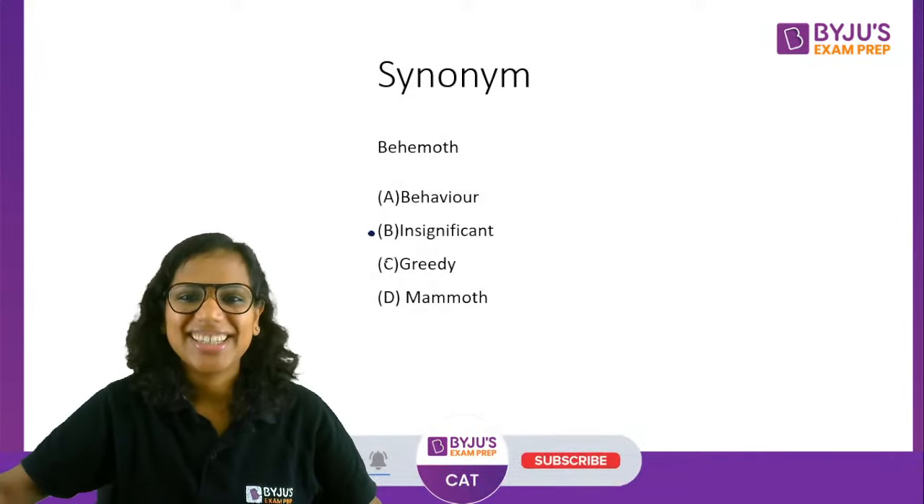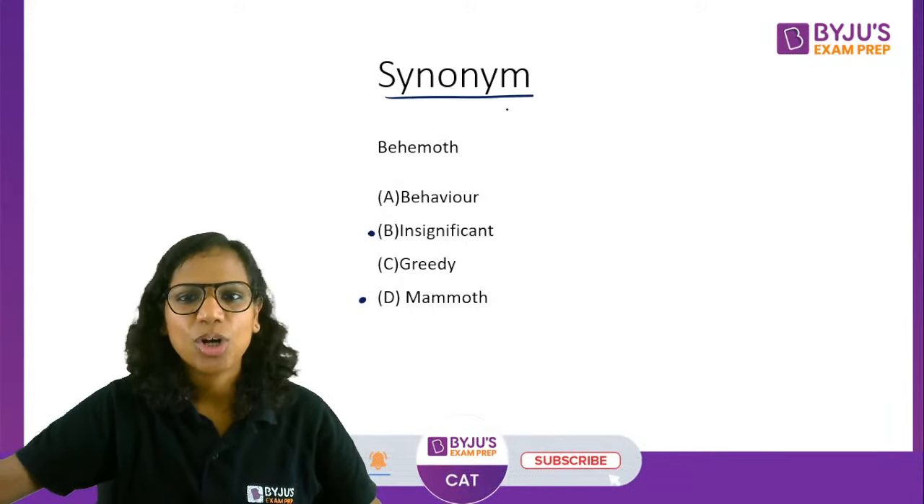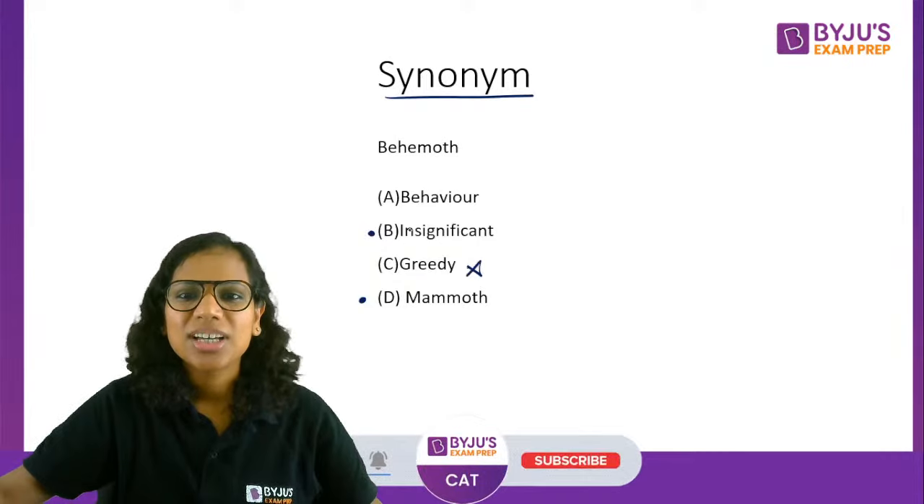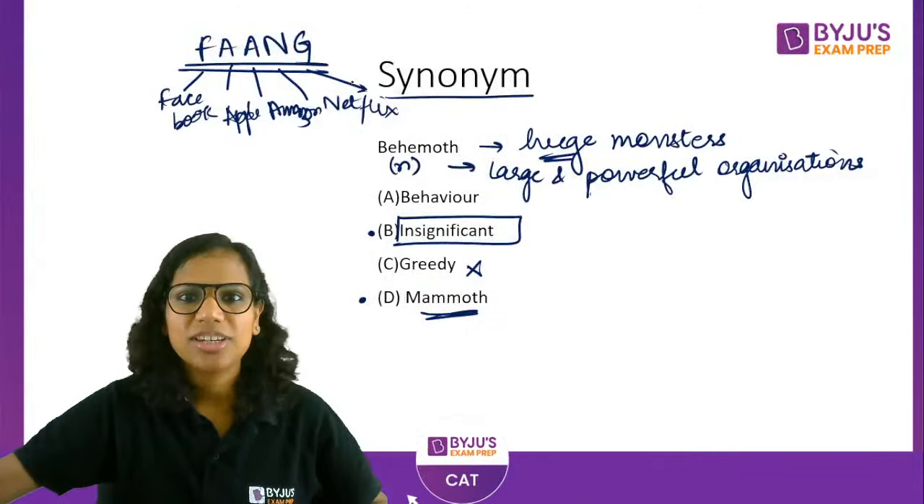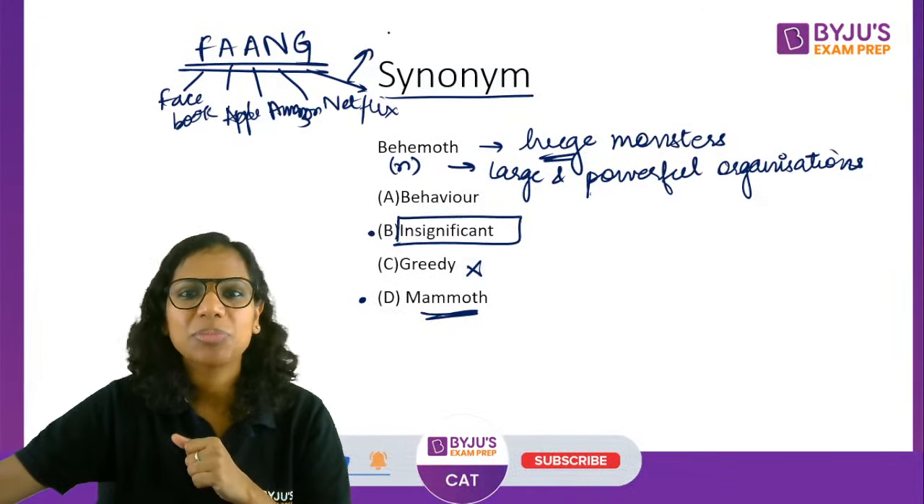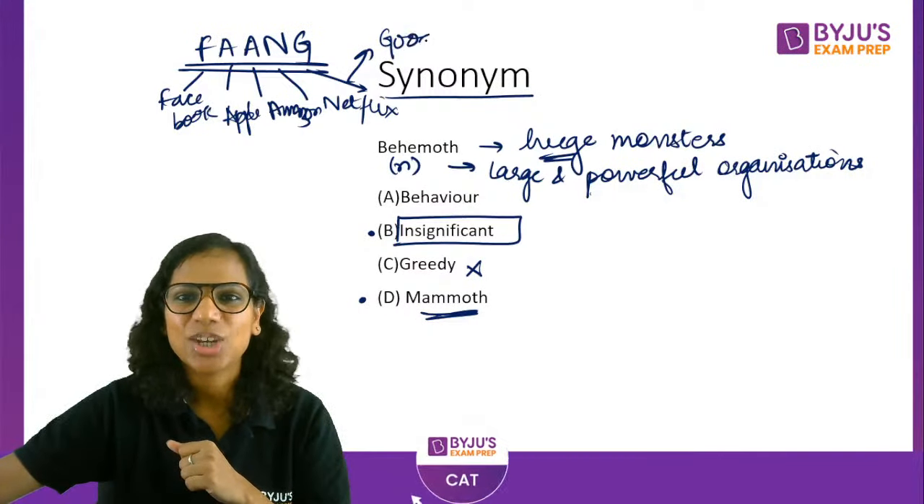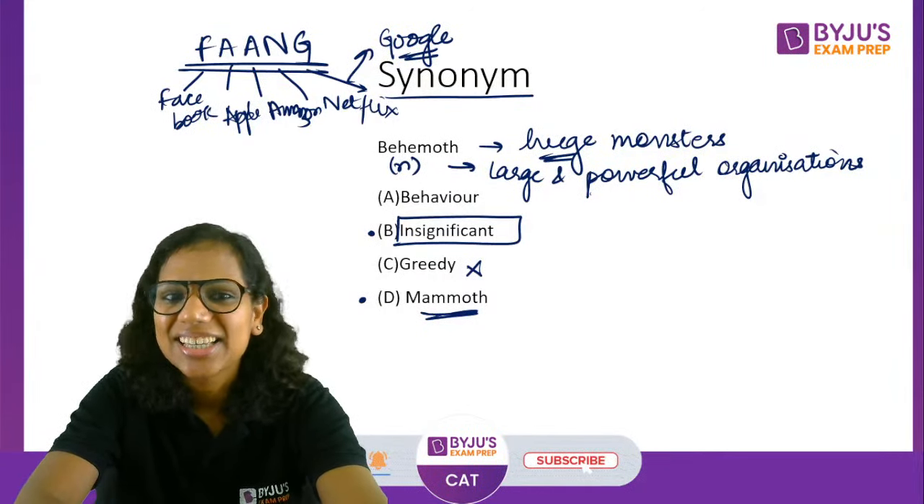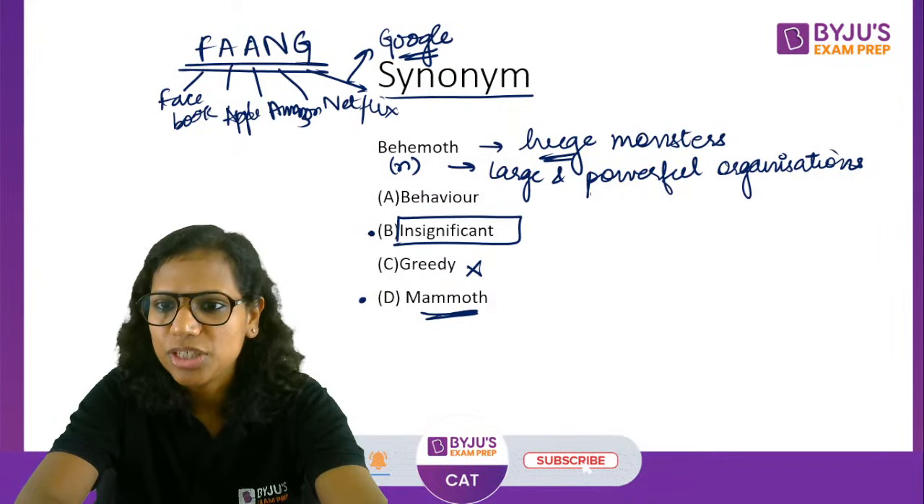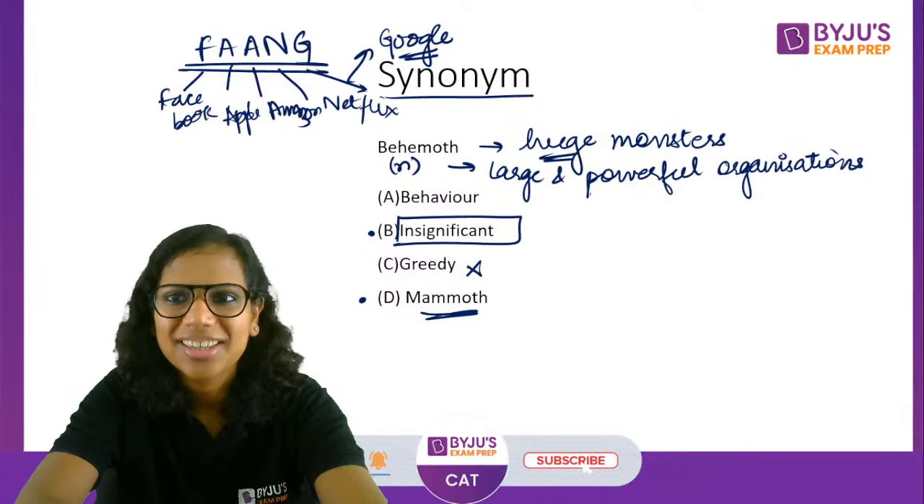B versus D. See, we have to give the synonym, not the antonym. So insignificant would actually be an antonym because behemoth means huge. You can remember the word, you can associate the word behemoth with them. They are huge, very big companies, right? All right. Buffering, okay. Is it fine now? Must have been a temporary thing.